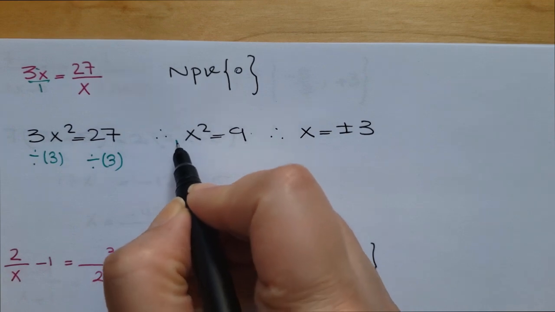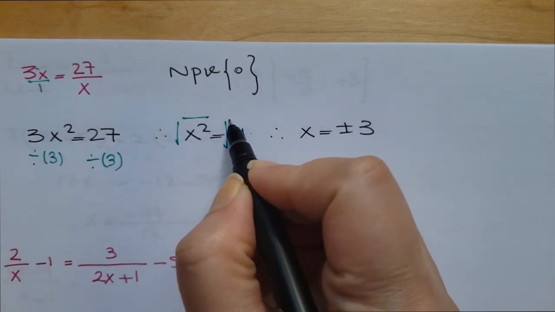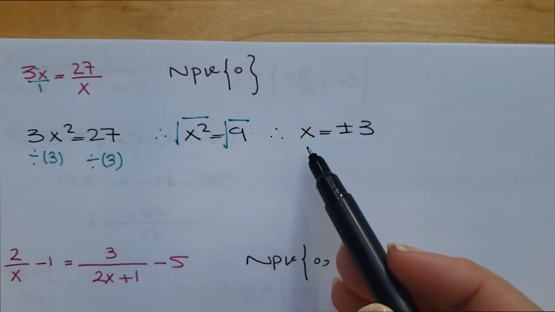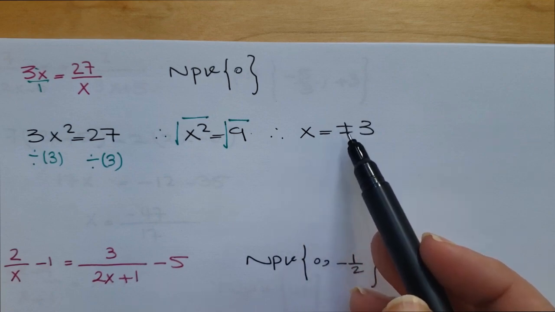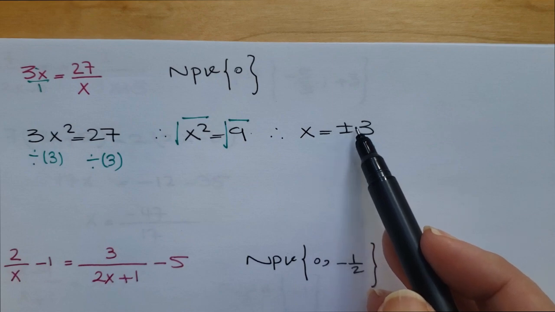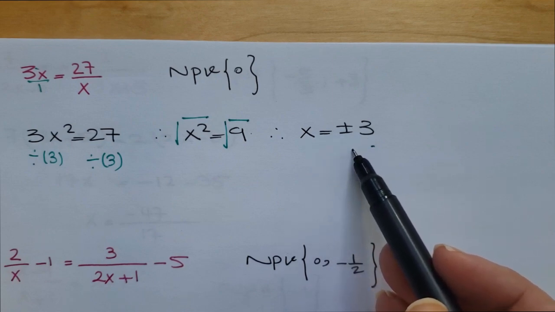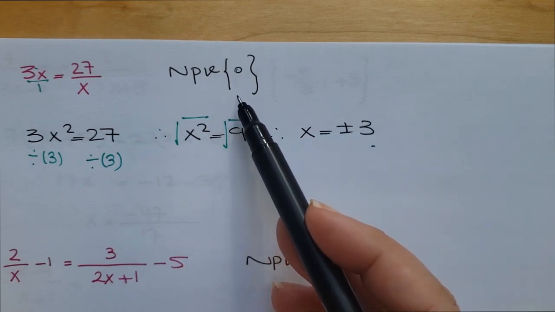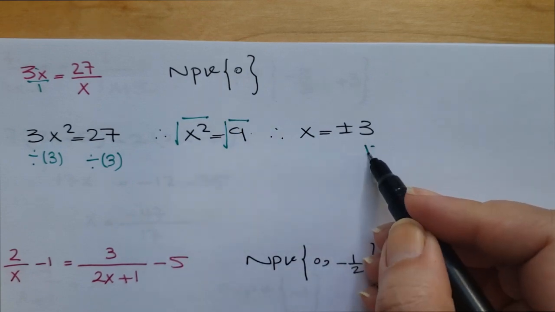And from here, I take the square root of both sides. But when you're doing a square root, x would be plus and minus the other side. So here you have two roots. One of them is +3, the other one is -3. You check it against the NPV. It's not the same, so both answers are accepted.